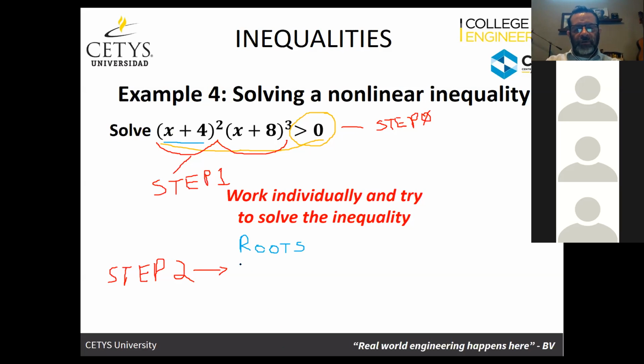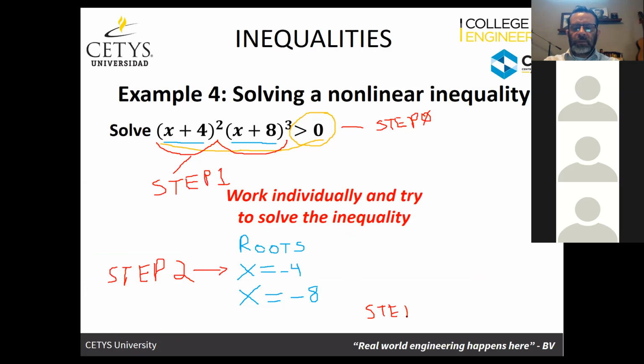Minus 4. Correct. So one root is x equals minus 4. What is the value that makes this factor 0? X equals minus 8. Correct. Thank you, Viviana. Perfect. Are we okay up to this point? Yes. What was step 3? The intervals. Perfect.